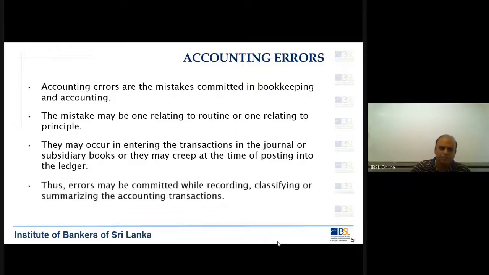So therefore, the errors may be committed while recording, classifying, summarizing our accounting transactions. This we have already learned under the accounting process. We record the transaction, we classify the transaction, we summarize the accounting transactions. So the errors can happen in all these stages. Right, so let us now go through one by one the types of errors that we are talking about.